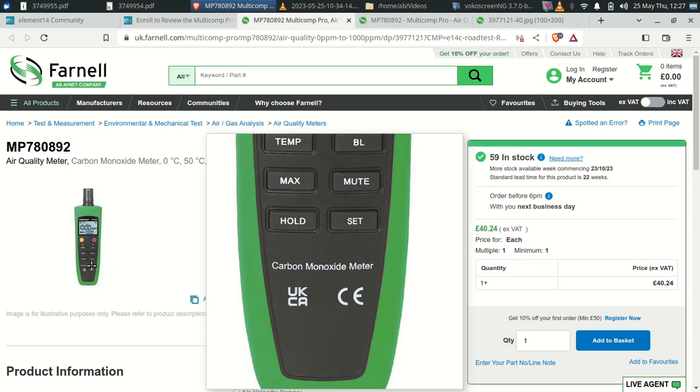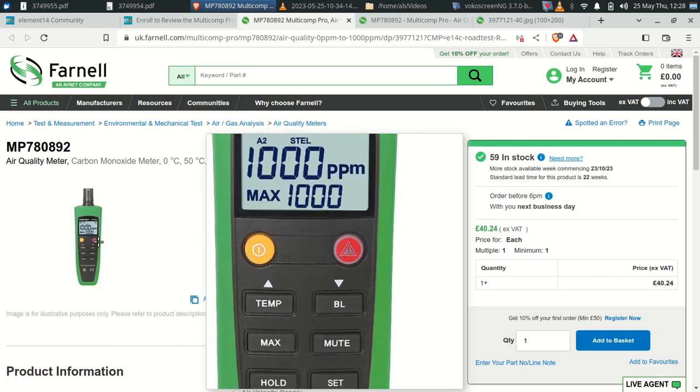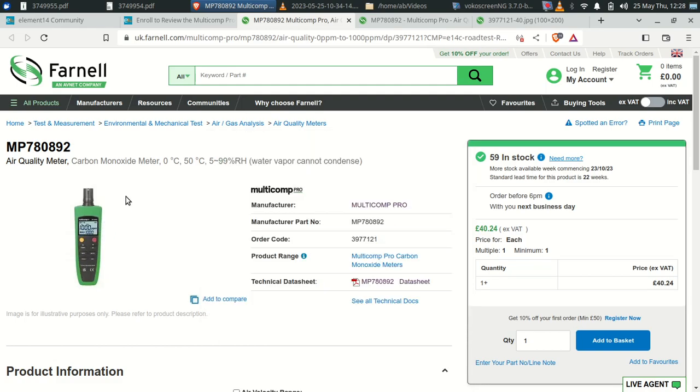So this is basically about carbon monoxide, and I was talking about why it's important to have an air quality meter, because mostly we have a carbon dioxide meter, so why a carbon monoxide meter.